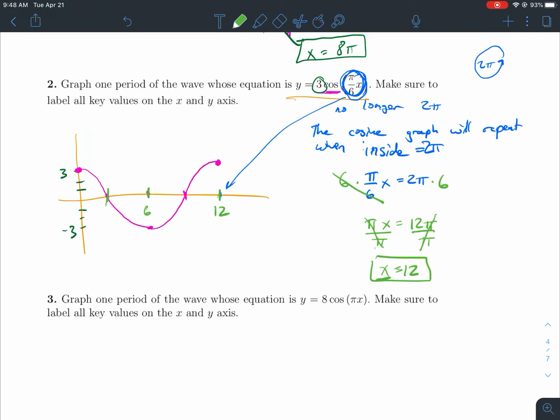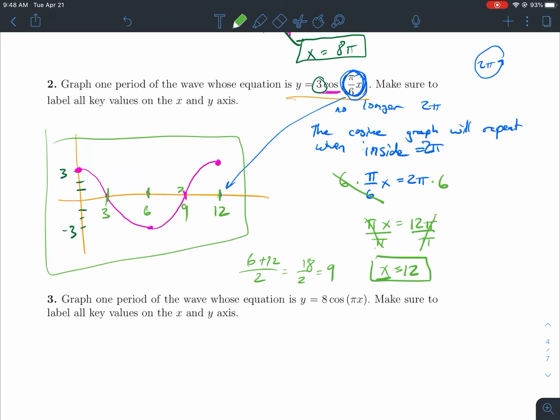Halfway in between would be 6. Halfway in between here is 3. Halfway in between 6 and 12, you could average those, is 9. Another way to think about it is 3 plus 3 is 6, plus 3 is 9, plus 3 is 12. So these increments are symmetrical, they are identical. All right, we've got a nice graph of cosine.